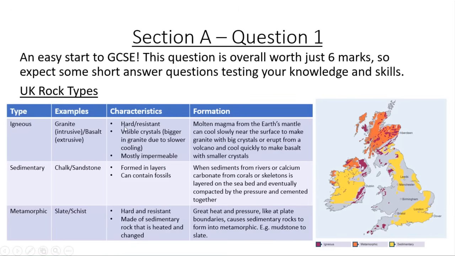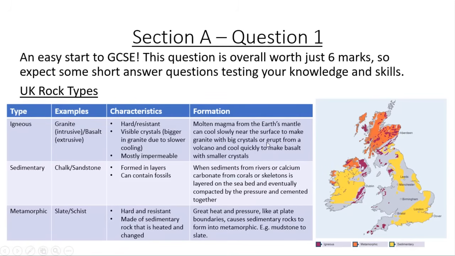So the characteristics of igneous rock is that it is very hard and resistant, has visible crystals, and is mostly impermeable. Sedimentary rock is formed in layers, can contain fossils. I wouldn't say something like it's not resistant, because there is some very resistant sedimentary rocks, such as the millstone grit. So don't fall into that trap. Metamorphic rock, again, generally hard and resistant, and mostly they're made of sedimentary rock that's been heated and changed. Hence why they're called metamorphic, because they've metamorphosed.